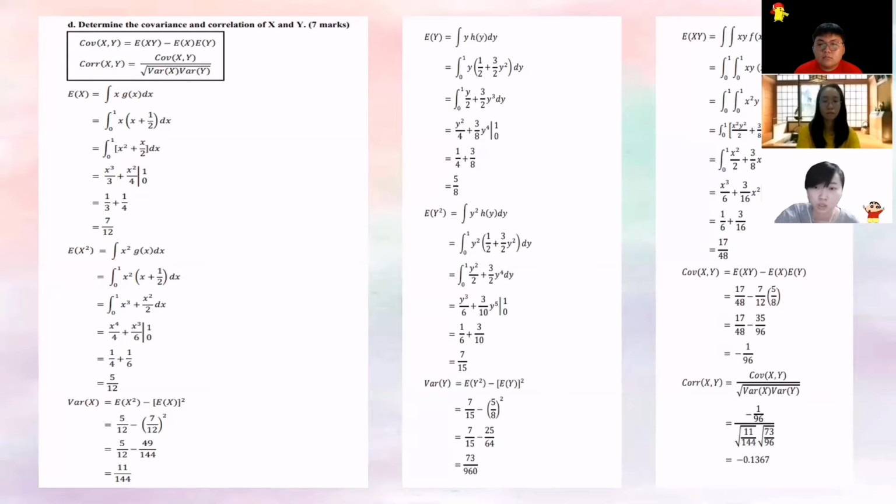Same goes for the correlation of x and y. We just sub in the value of covariance xy, and also we use the square root of the product of variance x and variance y. So we get the answer -0.1367 as our correlation of X and Y. So that is my part until here, so I'm going to pass my mic to our second presenter.